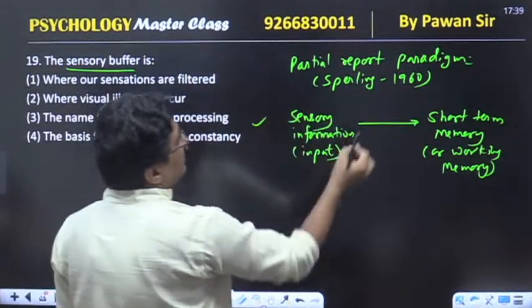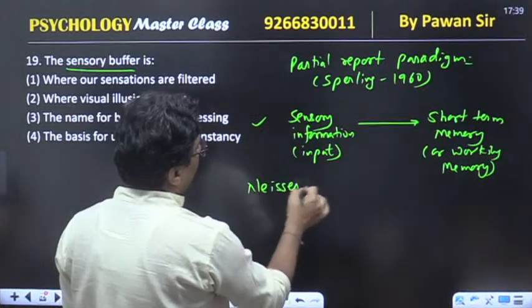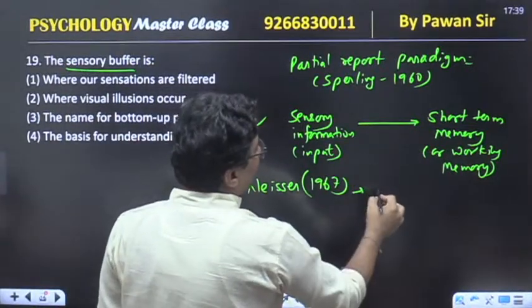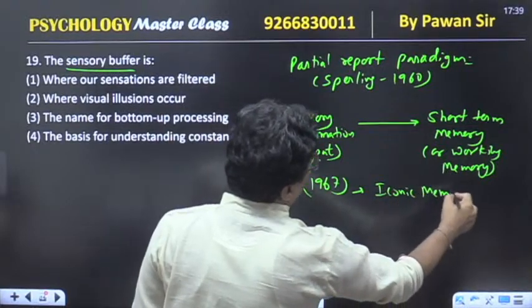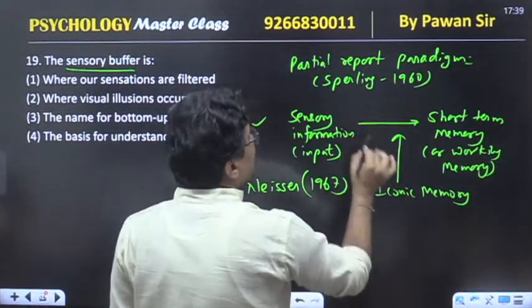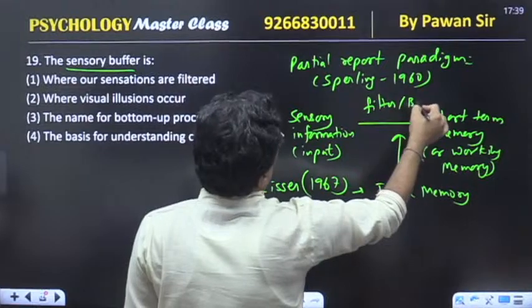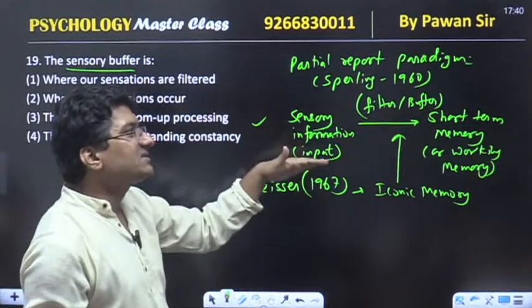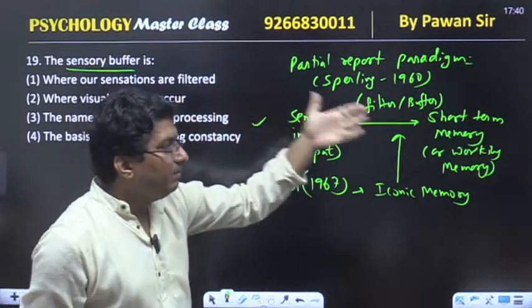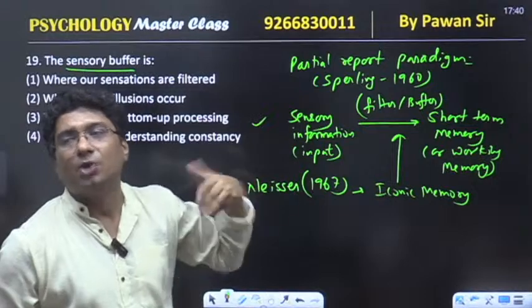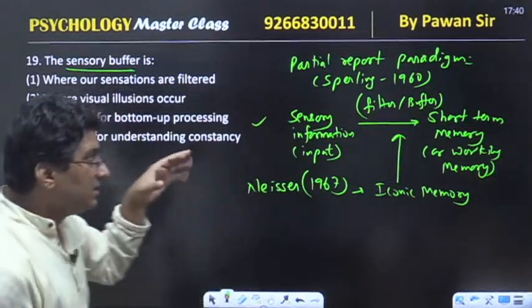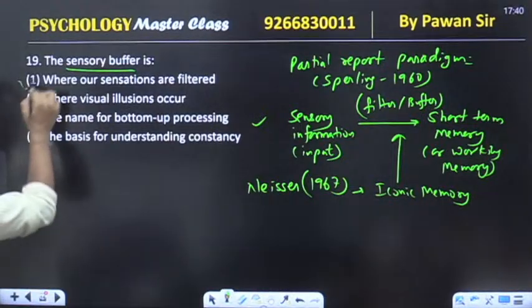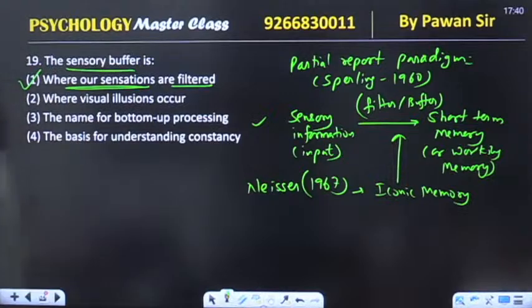Then Neisser in 1967 called it iconic memory, which acts as a filter or buffer to filter various kinds of information, that which should be utilized for thinking, or which is not required for the thinking. So this iconic memory, or the buffer or filter memory, uses various kinds of filters for our sensation.